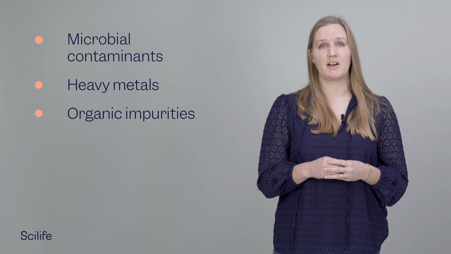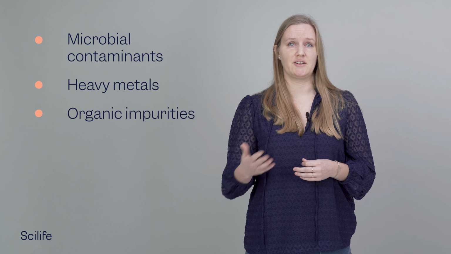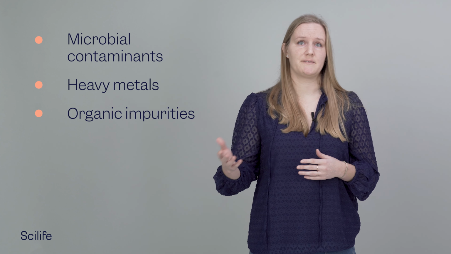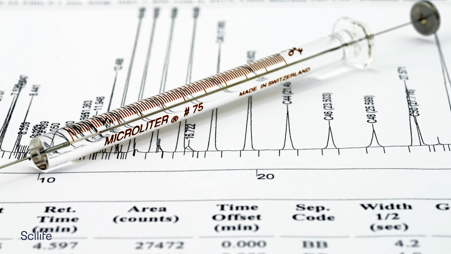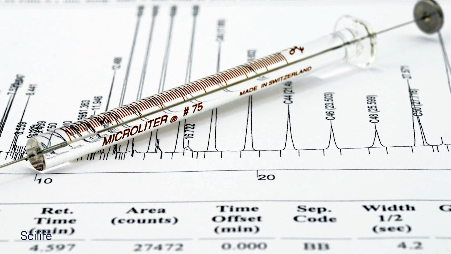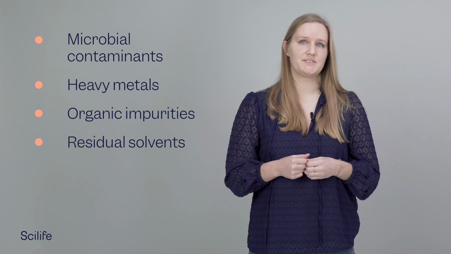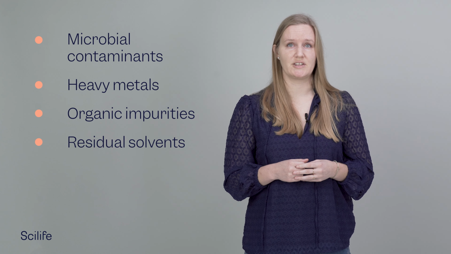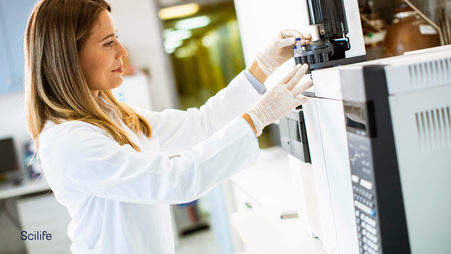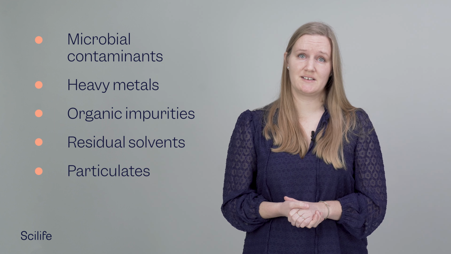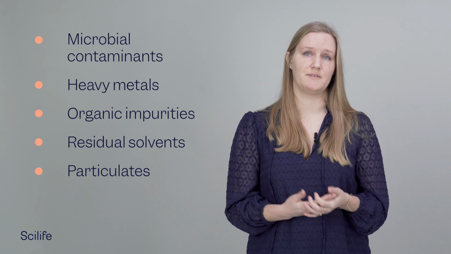Organic impurities are compounds that are not in the intended API, but are present in the final product. They can be derived from the raw materials, from the manufacturing process, or from the degradation of the API. They include solvents, reaction byproducts, and degradation products. Residual solvents are solvents that were used during the manufacturing process, but were not fully removed before the API was packaged. Particulates may be extrinsic, intrinsic, or inherent particles that affect the appearance and the stability of the final product.